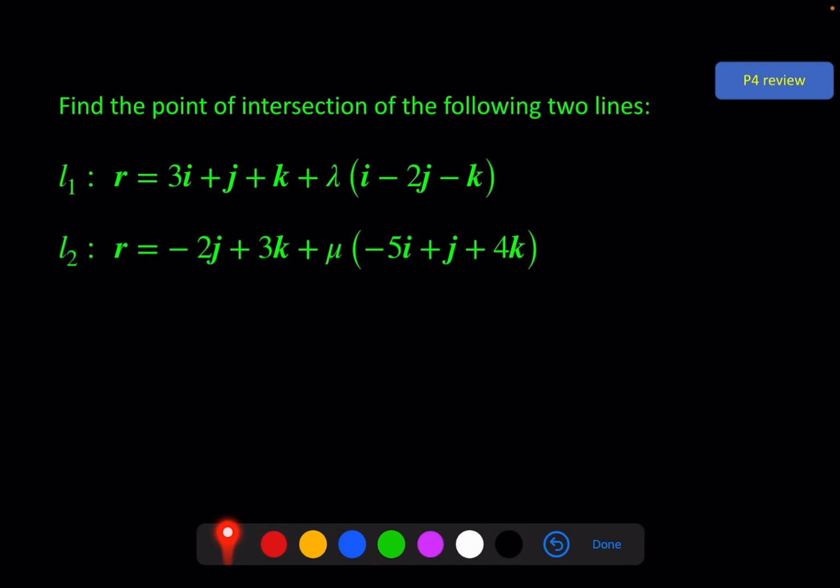Starter question on the screen here to review something from P4 that we will use in this video. Find the point of intersection of the following two lines. I hope you note that we can just equate these two and find a lambda and a mu that makes the equation true.